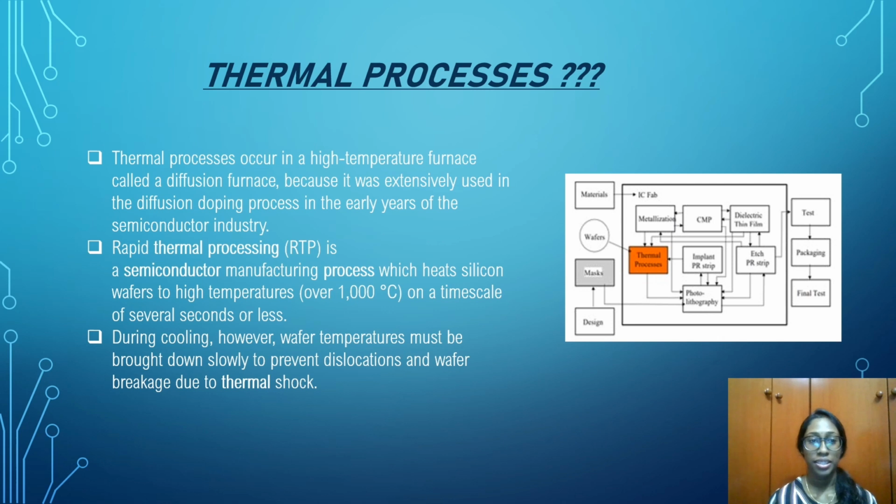So what is a thermal process? Thermal process occurs in a high temperature furnace called the diffusion furnace. This is called so because it was extensively used in the diffusion doping processes in the early years of the semiconductor industry.